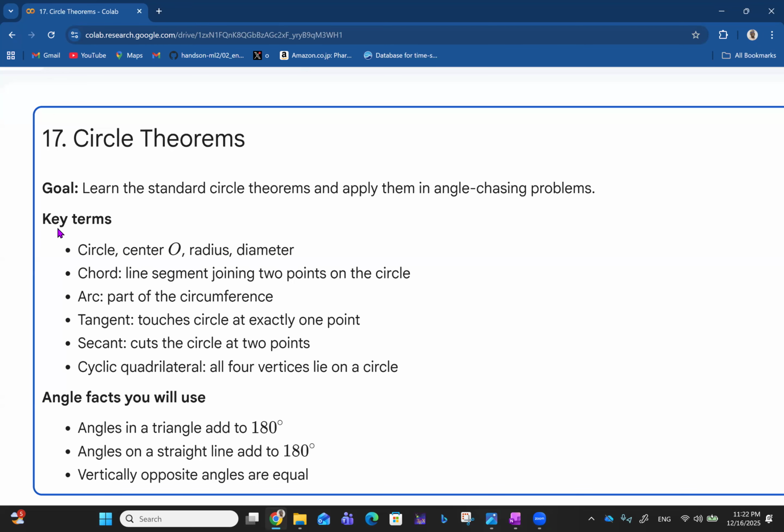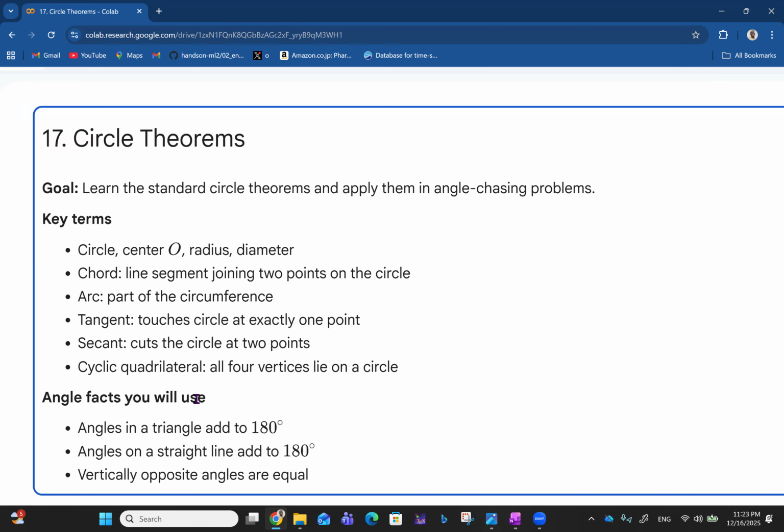Okay, so the key terms here will be things like circle with a center O, having a radius and a diameter. Then we talk about the chord of a circle, which is the line segment joining 2 points on the circle. Then we have the arc, which is part of the circumference. We have tangent, which touches the circle at exactly 1 point. We also have secant, which cuts the circle at 2 points. Then there's also cyclic quadrilateral, whose all four vertices lie on a circle.